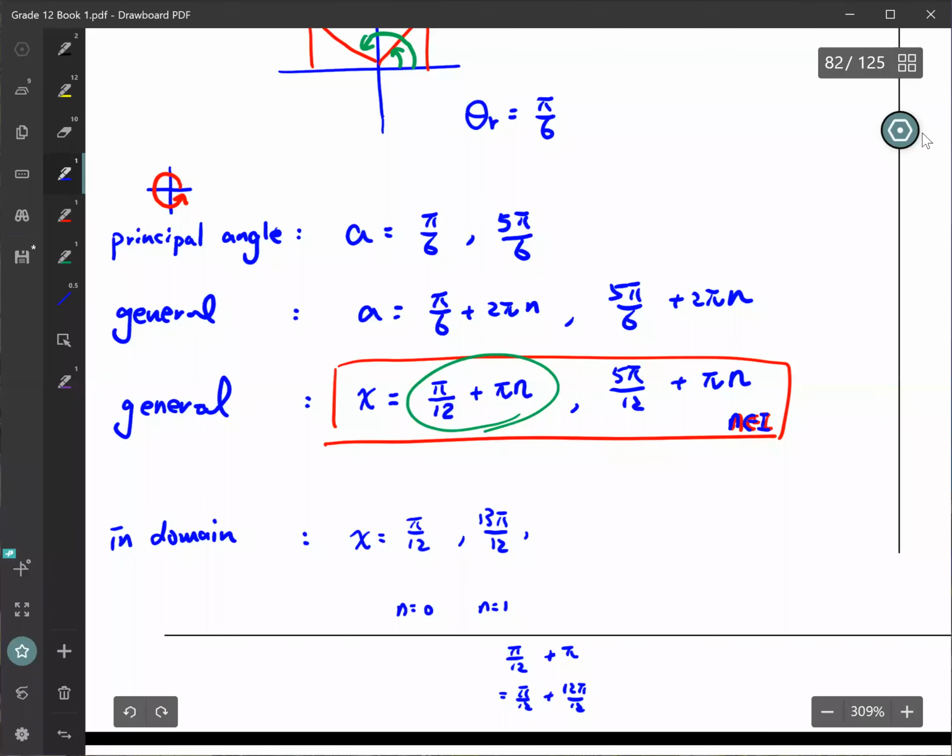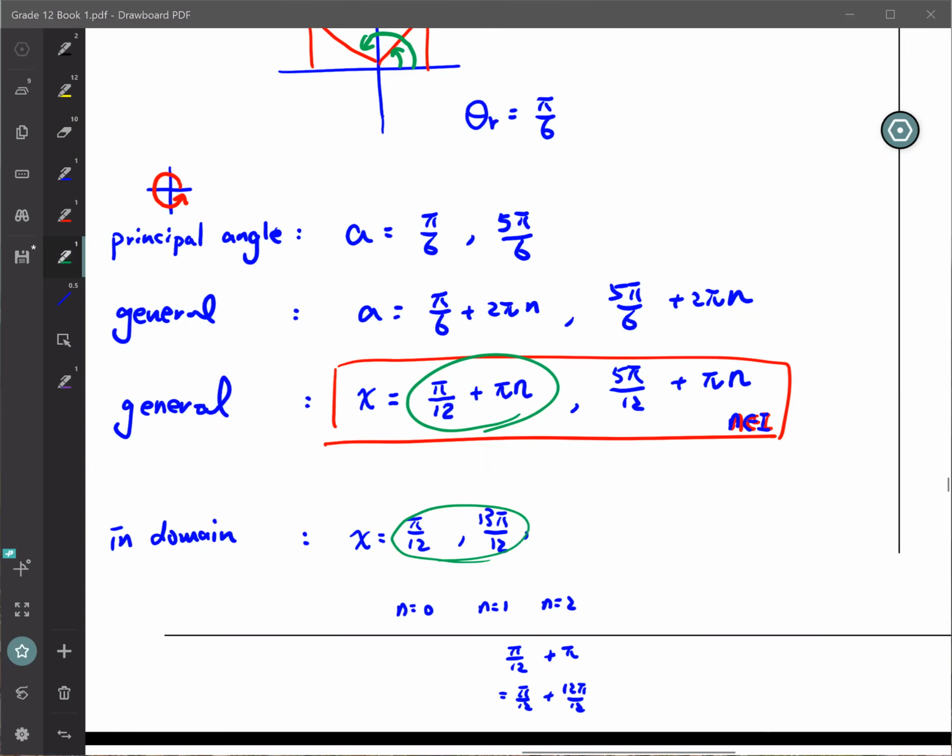Now if I try n equal to 2, that's like adding 2 pi, and that will be outside the domain, because the domain only goes from 0 to 2 pi. If you do one more, it will be 25 pi over 12, and that is too big. So we don't want that one. So for the green part, it's only these two solutions. Any question here so far? Do you get what I mean? We get 2 of them.